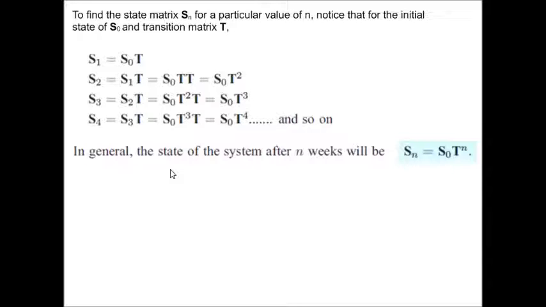Now, if you're actually asked to work out the value at any particular period of time, then we've seen this before. S2 would be the previous value multiplied by T, S3 previous value multiplied by T, but as we can see here, we can actually express it in terms of the original state, and so that state matrix multiplied by T to the power of 4 would give us the value at 4 weeks or 4 periods of time. So in general terms, S of n would be the original state matrix multiplied by T to the power of whatever time period we're looking at.